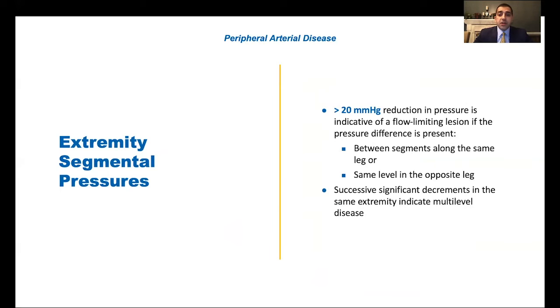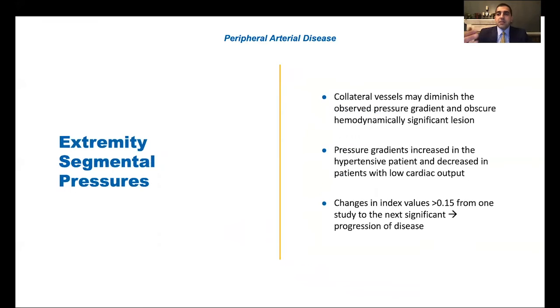As you may imagine, a reduction of greater than 20 millimeters between segments, or at the same level involving the opposite leg, is significant. Successive abnormal values can indicate multi-level disease. But like any other test, there are some caveats here. If the body develops collateral vessels along those blockages, or the patient has increased gradients because of high blood pressure, or is not getting enough blood flow because of low cardiac output due to low function of the heart, then this test can be thrown off. And like anything else, as mentioned, when our suspicion is there, we may proceed to other testing modalities in conjunction with this to make the diagnosis.